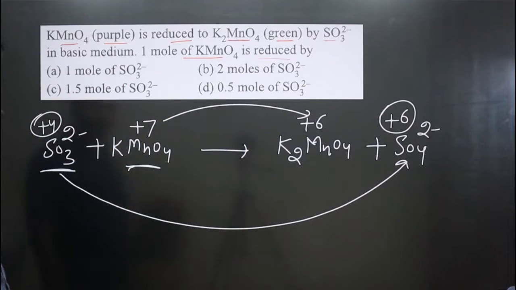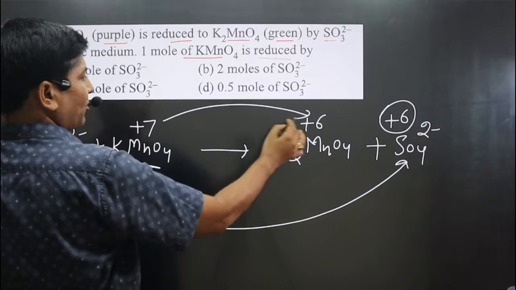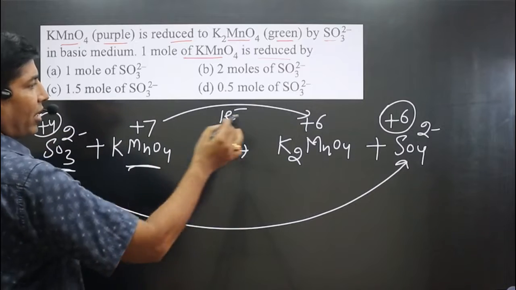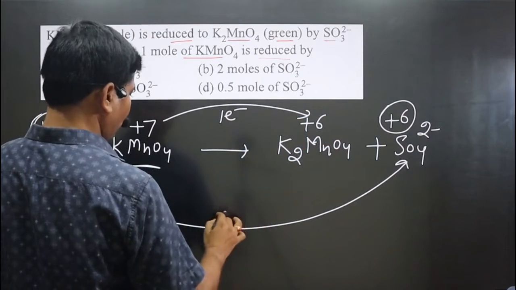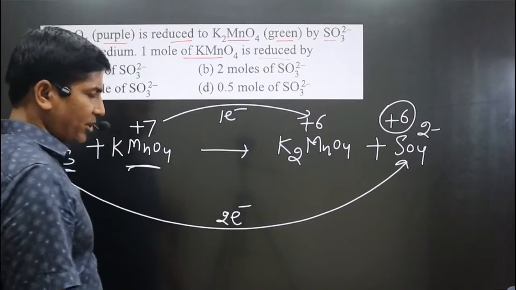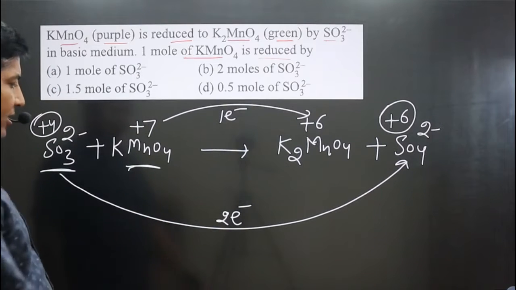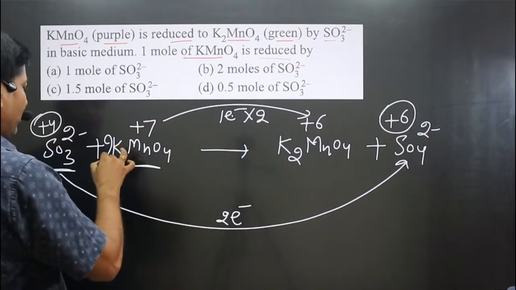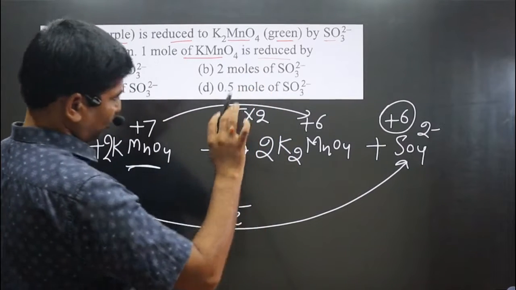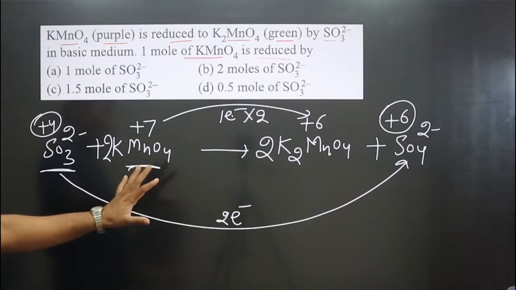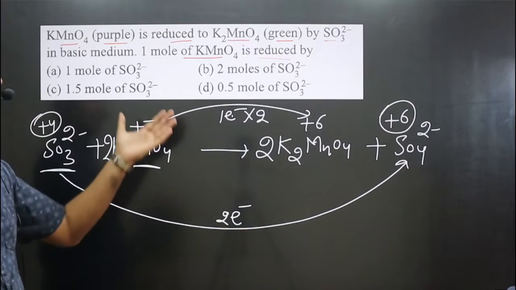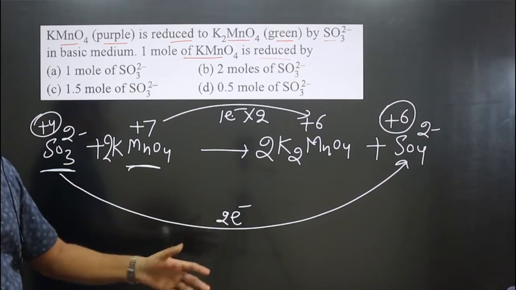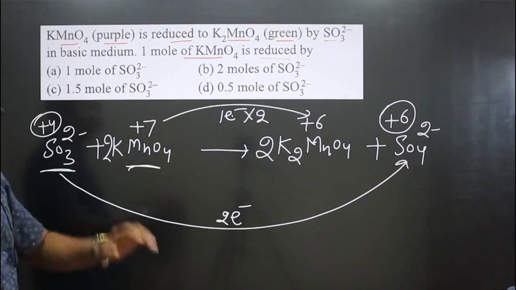Now we can balance the charge. The difference in oxidation number, 7 minus 6, is equal to 1 electron. In the second half equation, sulfur goes from plus 4 to plus 6, so 6 minus 4 is equal to 2 electrons. Balance the number of electrons in both half equations. In this case 2 electrons, in the other case 1 electron multiplied by 2, then 2 will come here also. The equation is balanced, the charge is balanced. If you want to balance the number of hydrogen and oxygen, you can do it, but it is not required. From here we can easily answer the question.